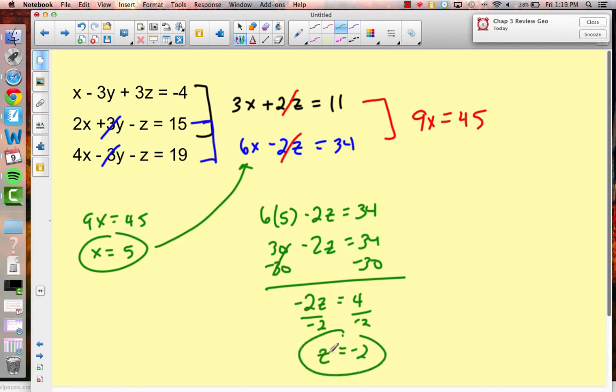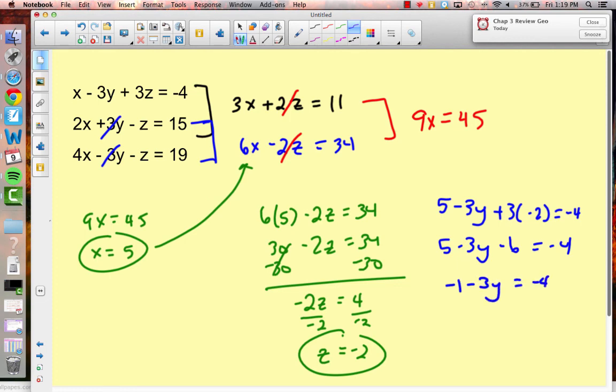So there's my z value. And then last but not least, plug z and x into one of the equations from the original. I'm just going to pick the top one. So we'd have x, which was 5, minus 3y, because we don't know what y is, plus 3 times -2 equals -4. Simplifying, 5 minus 3y minus 6 equals -4. 5 minus 6 is -1. Then add 1 to both sides. We get -3y equals -3, and y is going to equal 1.